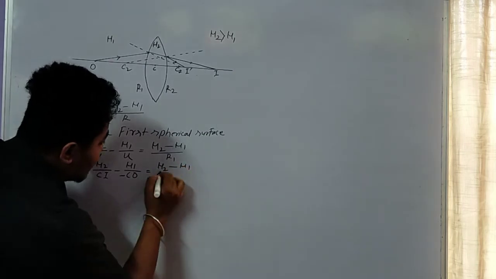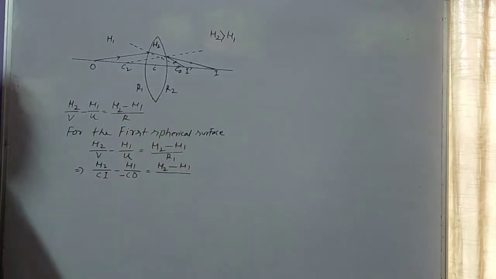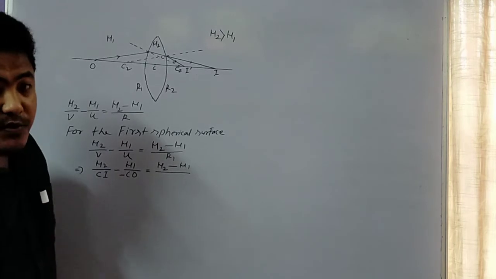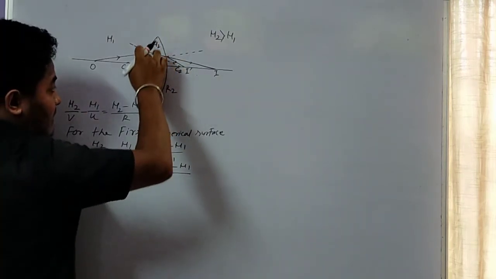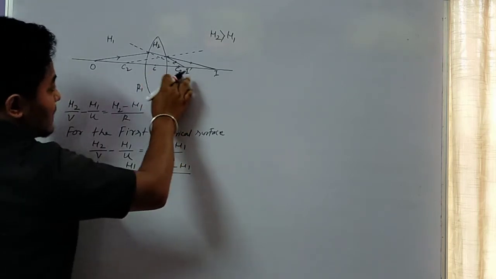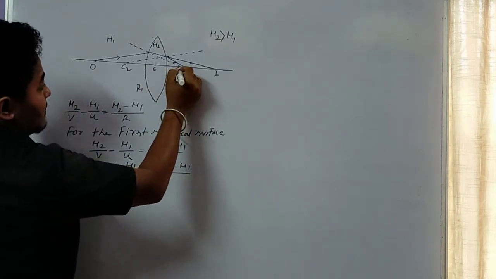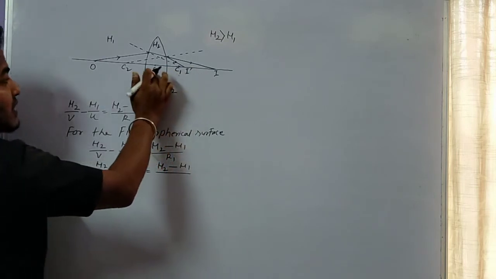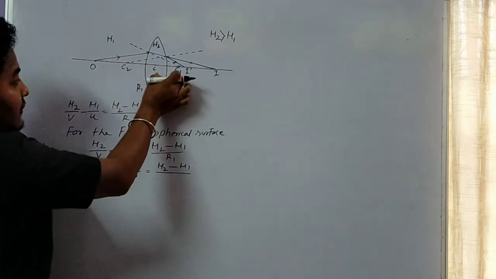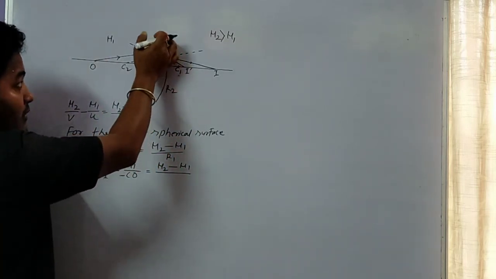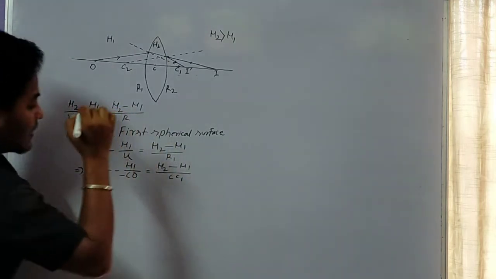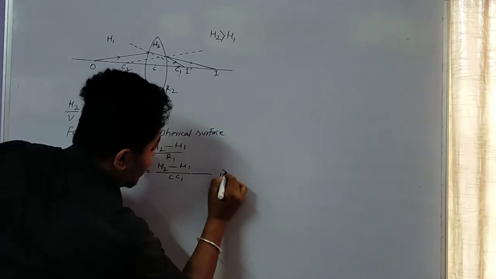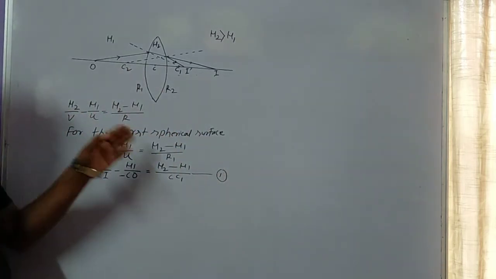As you know, object distance is always counted as negative, is equal to mu2 minus mu1 by r1. What is this r1? It is the radius of curvature for the first spherical surface, that is CC1. CC1 will be the center of curvature for the first spherical surface. So I will write here CC1, and let us suppose this is equation number 1. Is that clear to you?